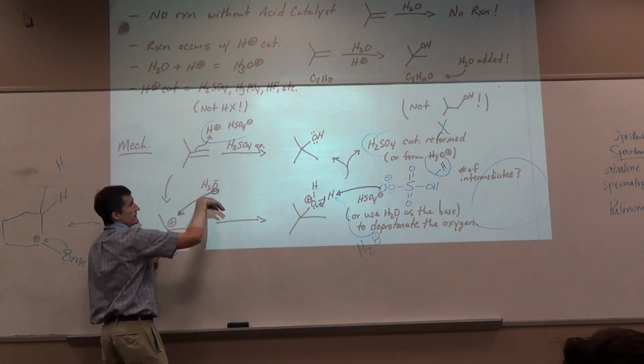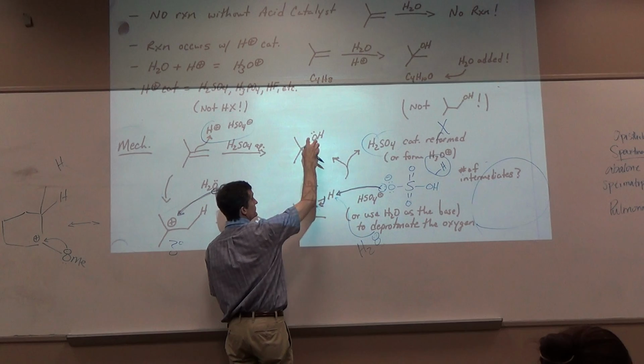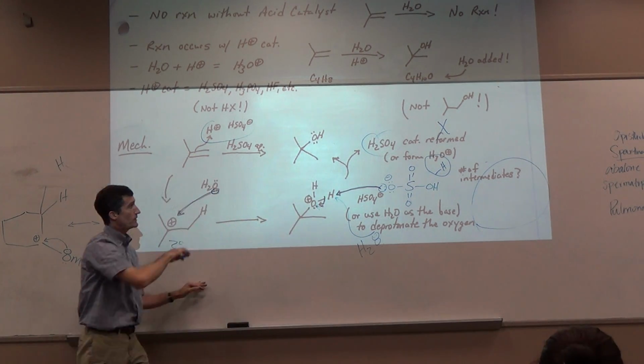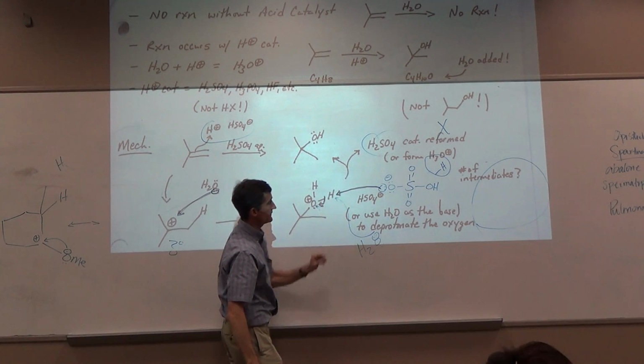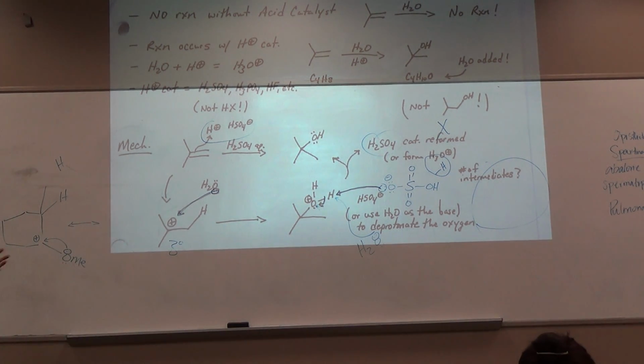What were the reactants here? H+ and water. What did we add to the molecule? Just water. The H+ was reformed here. It's a catalyst. In the first reaction, the hydrohalogenation, the H+ was not a catalyst. It was all just added.